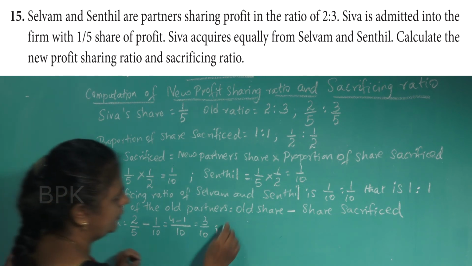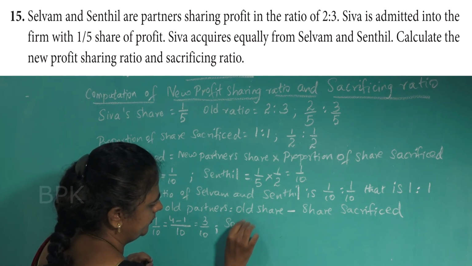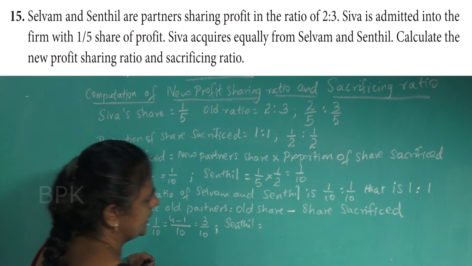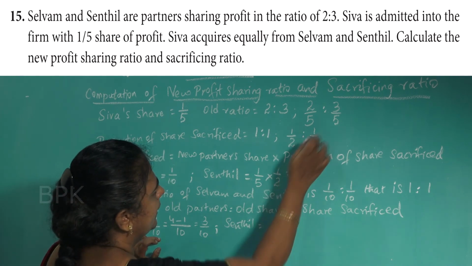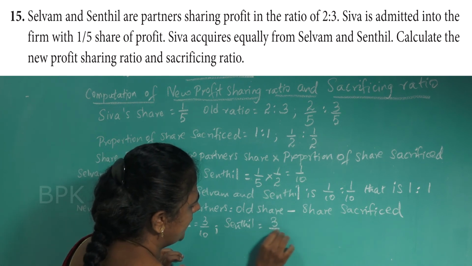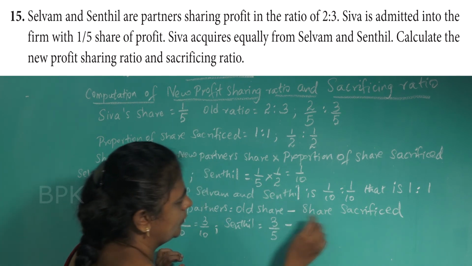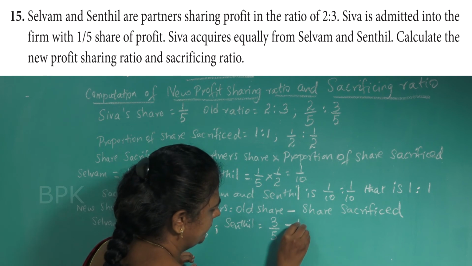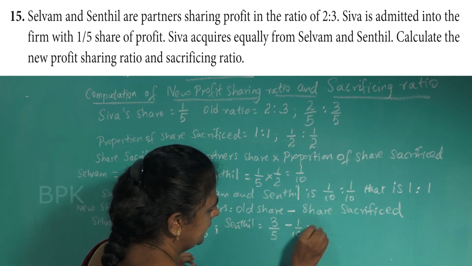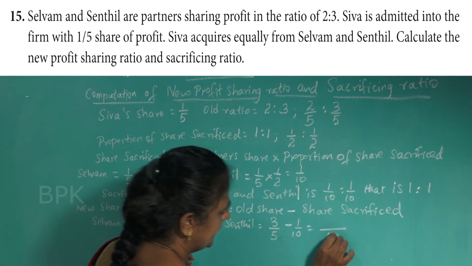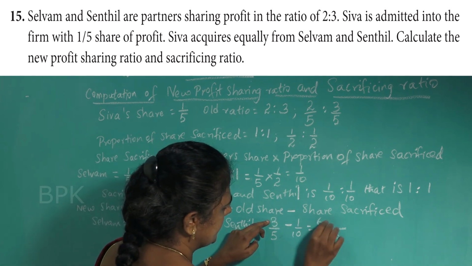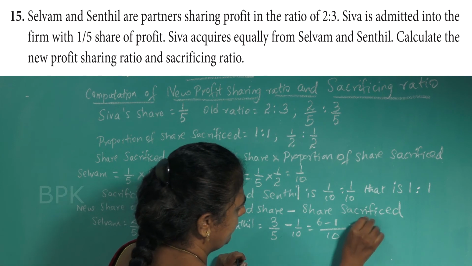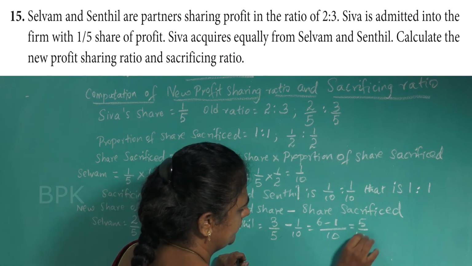Next find for Senthil. Senthil's old share is 3 by 5 minus how much sacrificed? 1 by 10. So 10 is the greater number. How many times 10? 2 times. So 3 2s are 6, 6 minus 1. So that will give you 5 by 10.